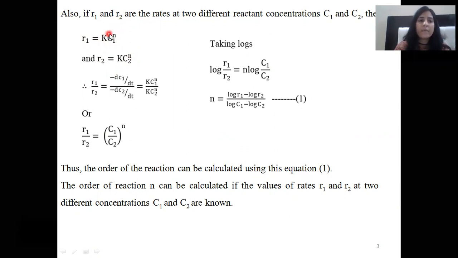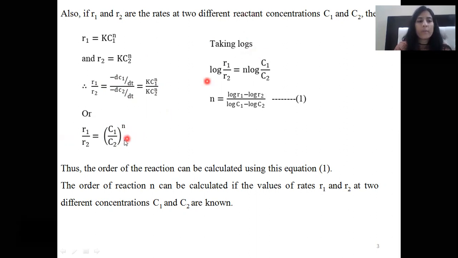Now divide this by this. We get R1 by R2. Rate 1 is given by minus dC1 by dt and rate 2 is given by minus dC2 by dt. It becomes K C1 to the n upon K C2 to the n, or R1 by R2 is equal to, this k gets cancelled by this k, and n is the power of both C1 and C2, so we take the whole power n. C1 by C2 whole power n.